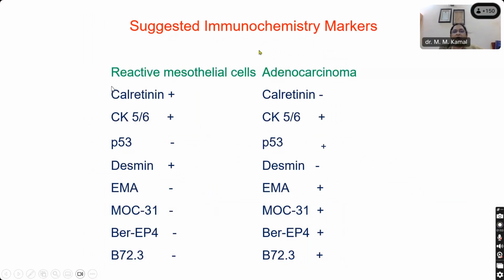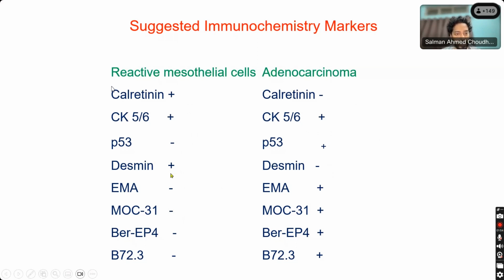Now, what are the suggested immunochemistry markers for reactive mesothelial cells versus adenocarcinoma? Calretinin, Salman, are you there? Yes, ma'am. Calretinin will be positive in mesothelial cells. WT1 will also be positive in mesothelioma. And CK5/6 will be positive in both the reactive mesothelial cells as well as adenocarcinoma. P53 will be negative in reactive mesothelial cells, but positive in adenocarcinoma.